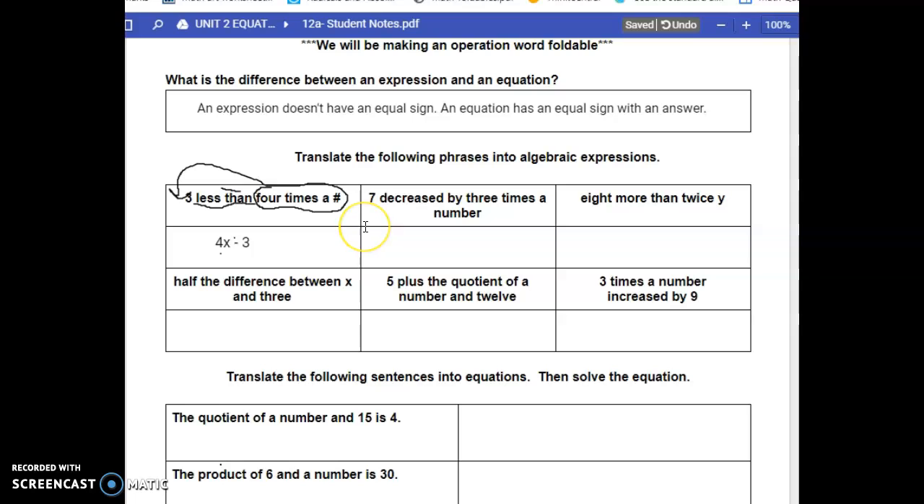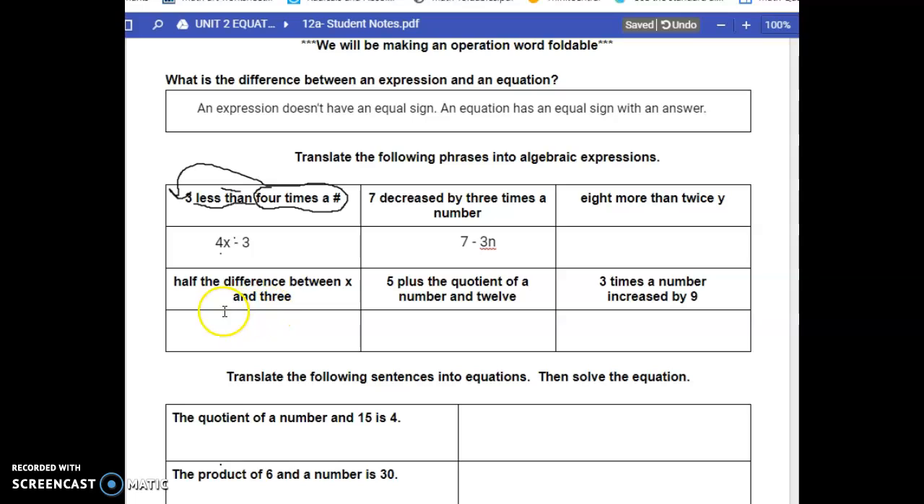This next one says 7 decreased by 3 times a number. Again, with a number, they're going to let us choose the variable we want to use. So 7 decreased meaning subtraction, 7 minus 3 times the number, let's use n. There it is.